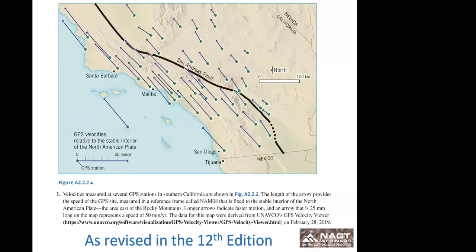We've updated the figure with GPS site velocities measured relative to the stable interior of North America. The data are from UNAVCO and were current as of February 2019. Students can seek more current data from the web resources that are listed right there in the caption.